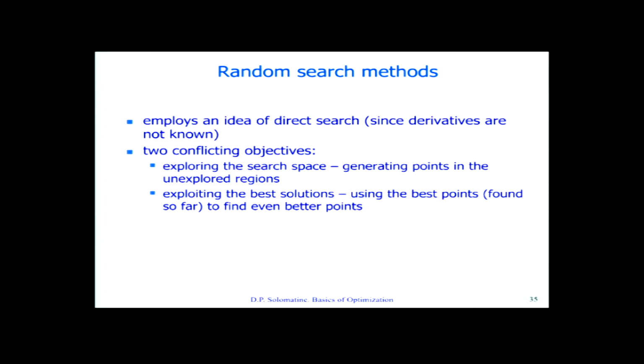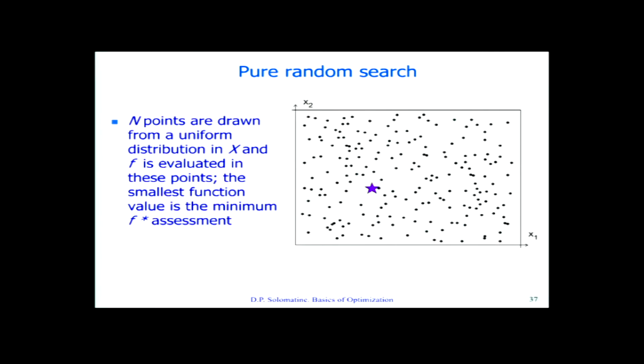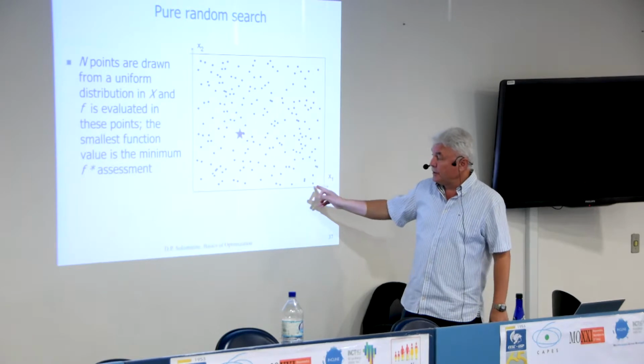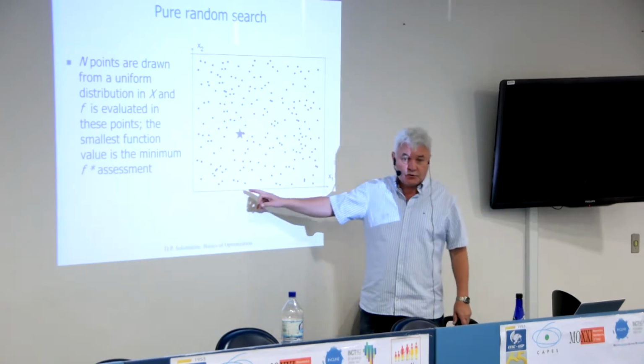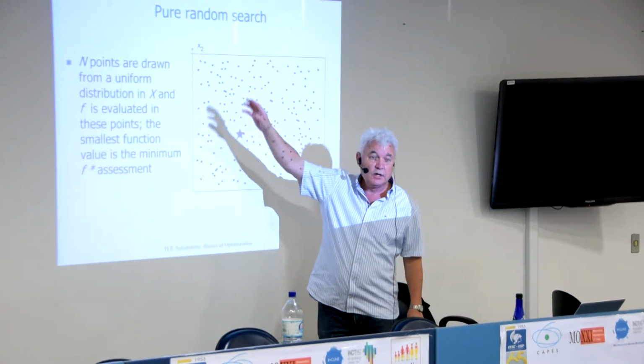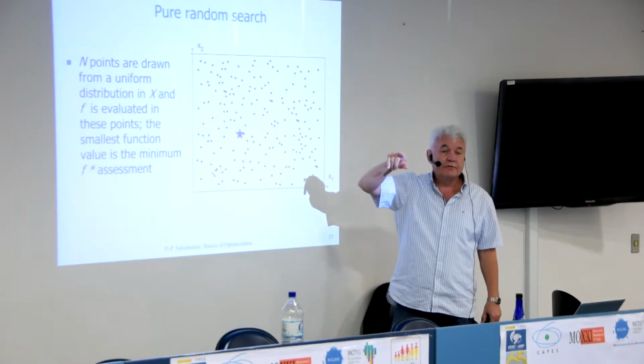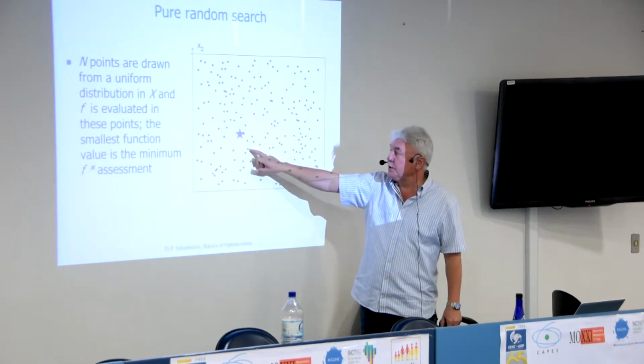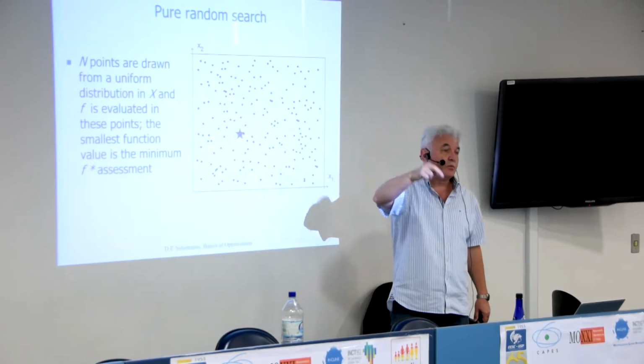So random search. What do we do in random search? Let me start here. Pure random search. x1, x2 are independent variables. The objective function is pointed at you. You want to find the minimum. What do we do? Very simple. We generate randomly, uniformly, from a uniform distribution, values of x1 and values of x2. We form a vector out of these two random values. We put a point here, and we calculate the function at that point.